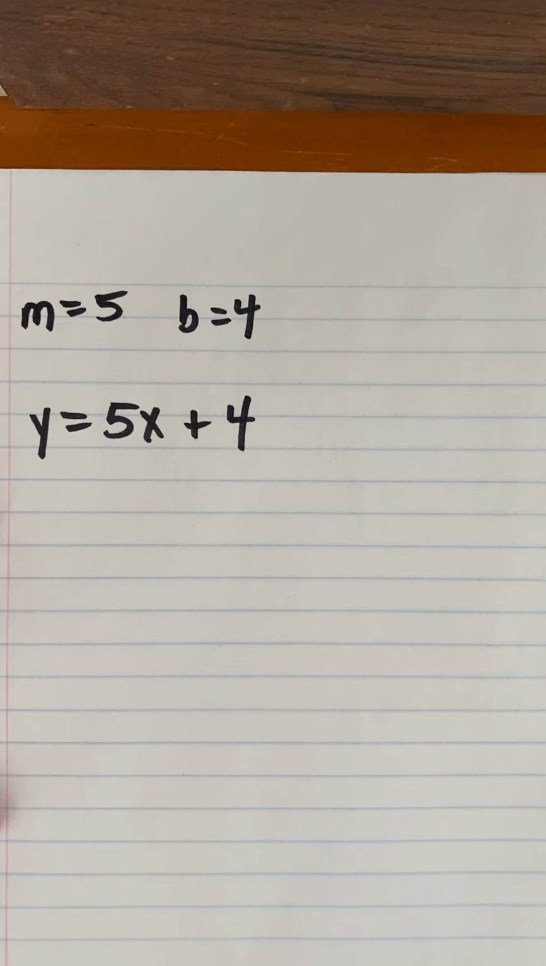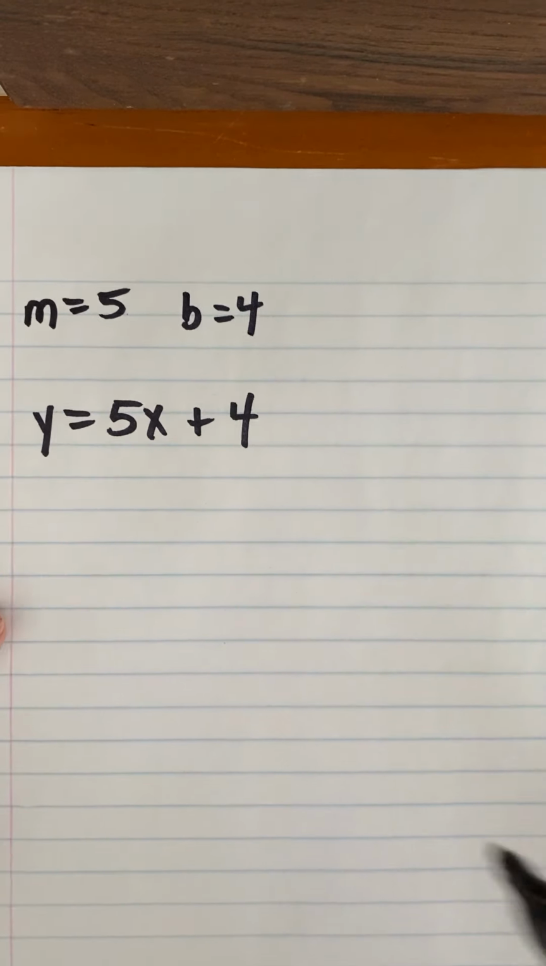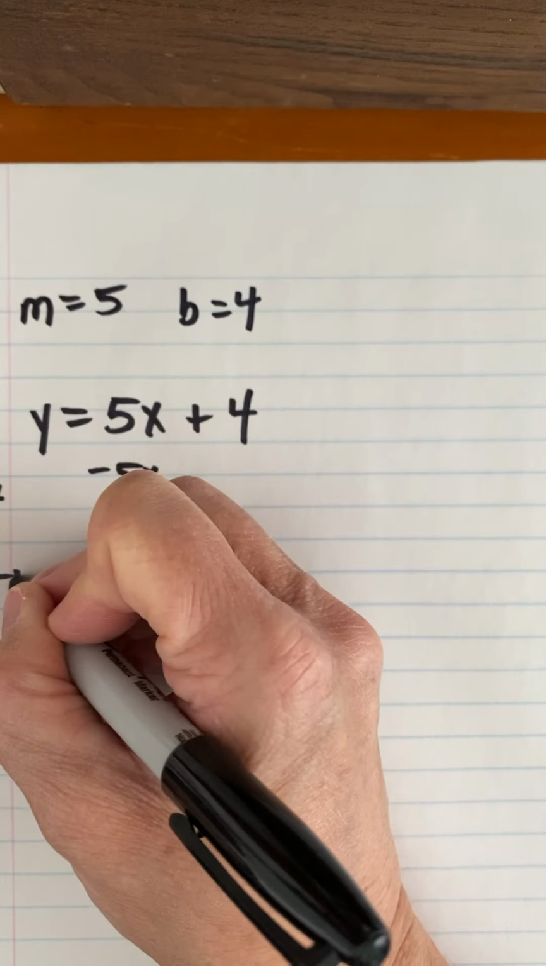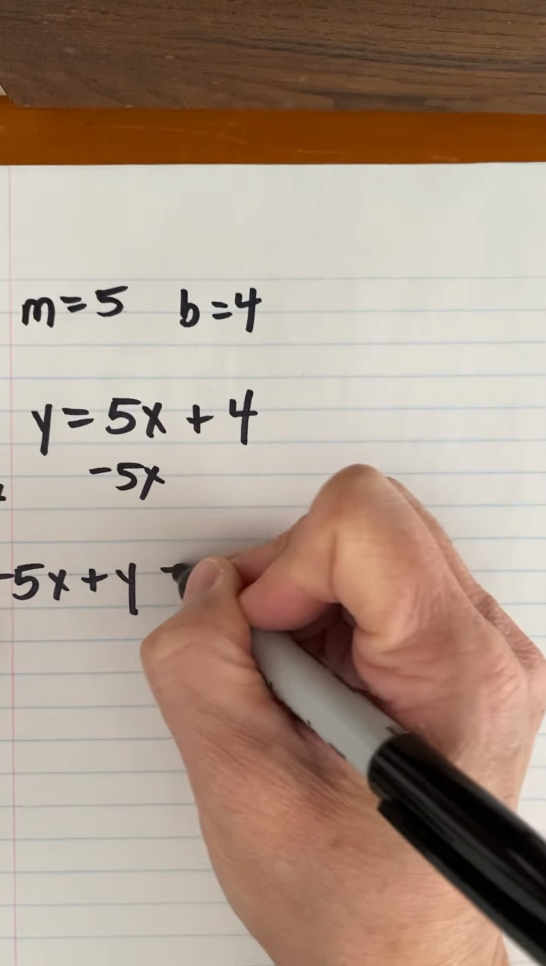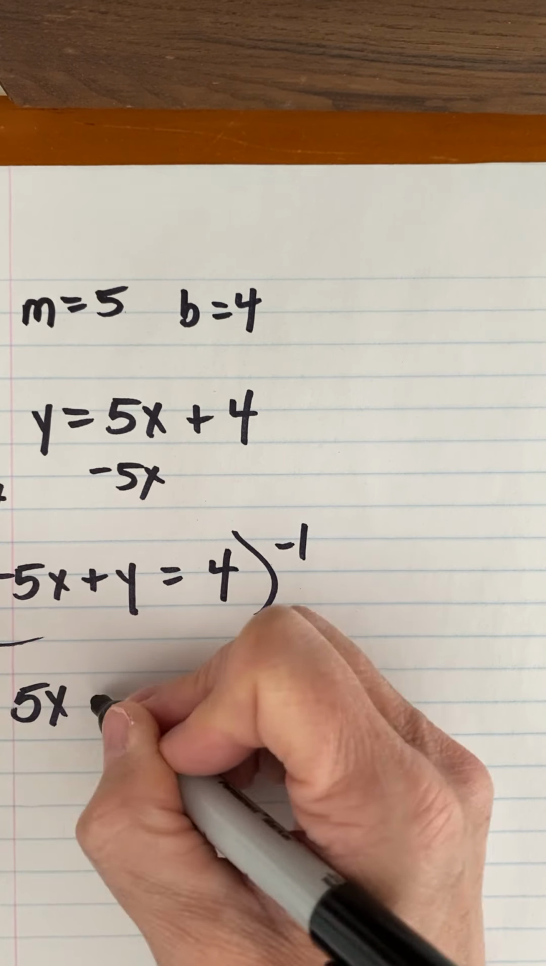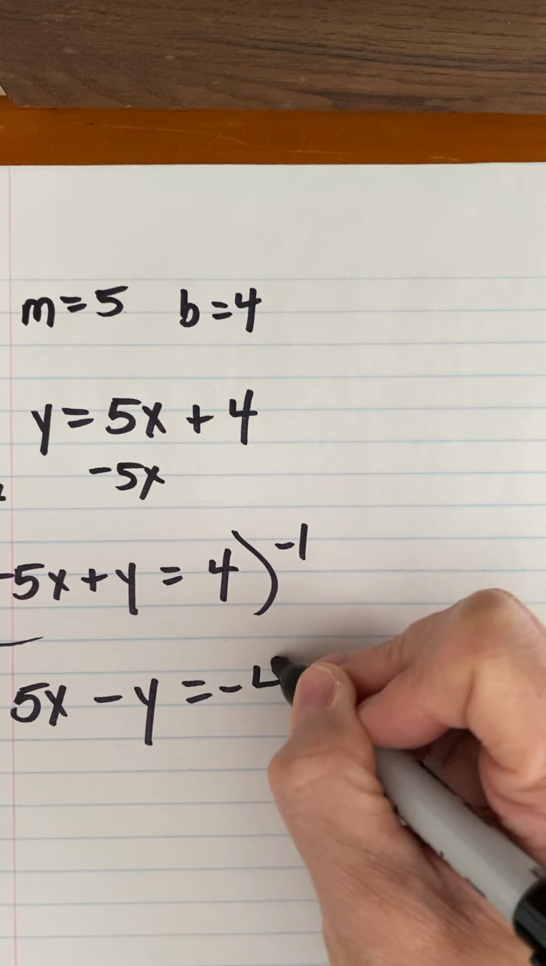Now what do I do if they want it in standard form? Well, I know how to change slope-intercept form to standard form. I subtract 5x from both sides. And then I multiply everything by -1. So I get 5x minus y equals -4.